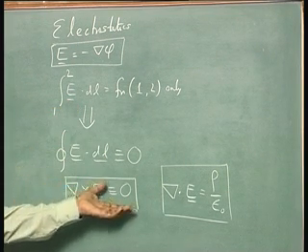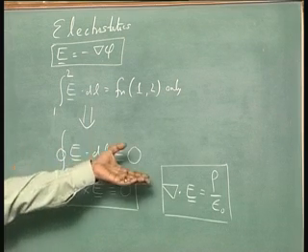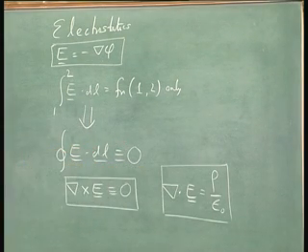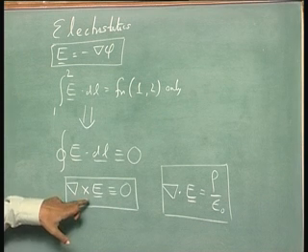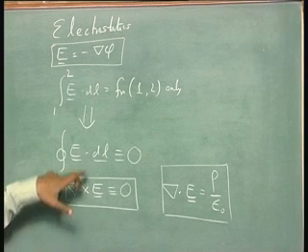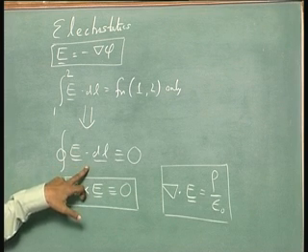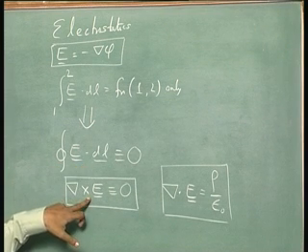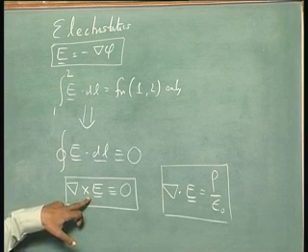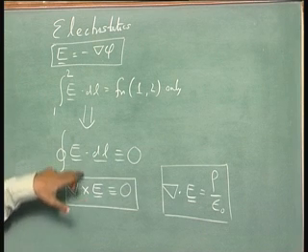So, saying curl of E is 0 and saying loop integral E dot dl is 0 is to restate the same facts, but this is a differential operator, this is an integral, and there are times when the integral is more useful and there are times when the differential equation is more useful. So, we will use both of these.